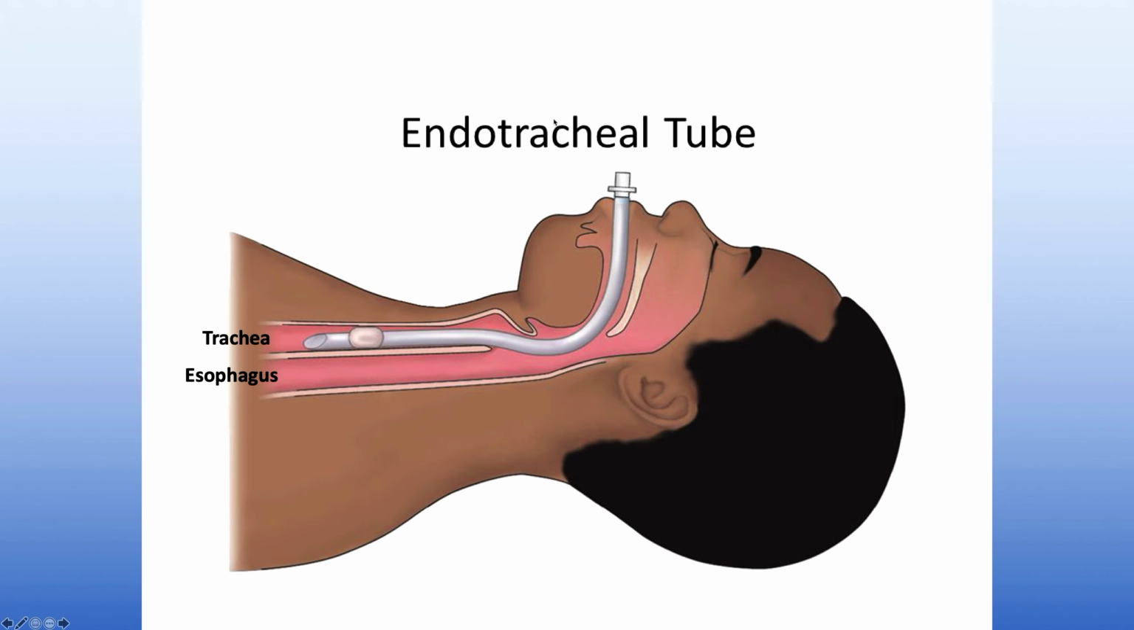An oral endotracheal tube looks like this. It goes through the mouth, then around the corner of the tongue, and then through the vocal cords into the trachea, and that little soft balloon helps provide a nice seal for breathing.